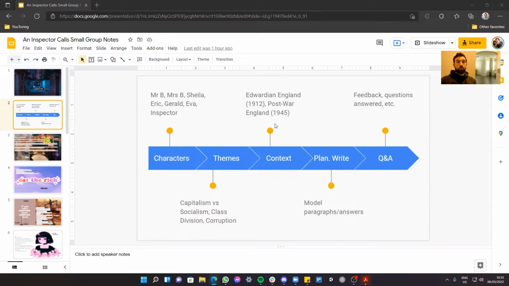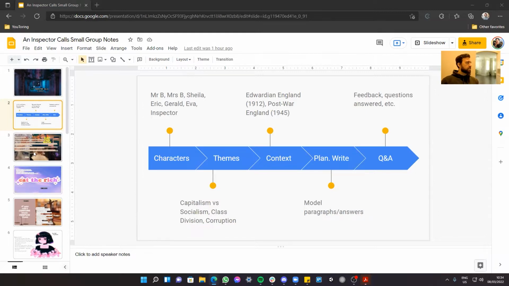So looking at Edwardian England, what the world of 1912 was like, which is when Priestley set this play, and also post-war England, which is when Priestley wrote this play. We'll be going through some model answers, as I said, and model paragraphs. I'll try and do one of those each week if I can. And then we'll also have a little bit of time for feedback, questions answered, that sort of thing as well.